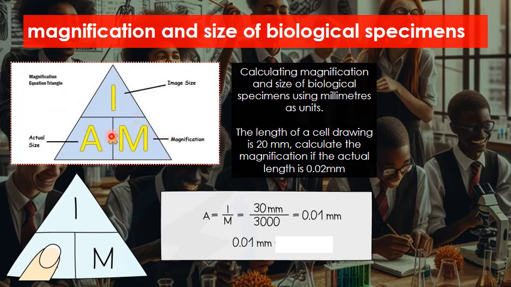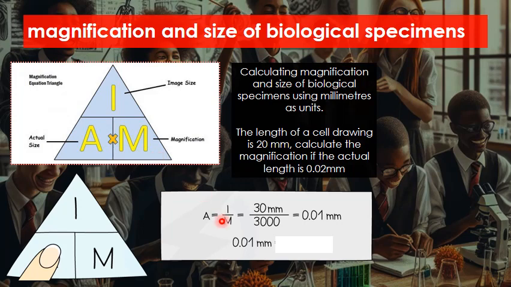So if you're given actual size and magnification, and you're told to find image size, it just says actual size times magnification. If you're given actual size and image size and you're told to find how many times this thing has been magnified, you say magnification is equal to image size divided by actual size, right? So if you're trying to find this, you say this one times this one. Same for the others.